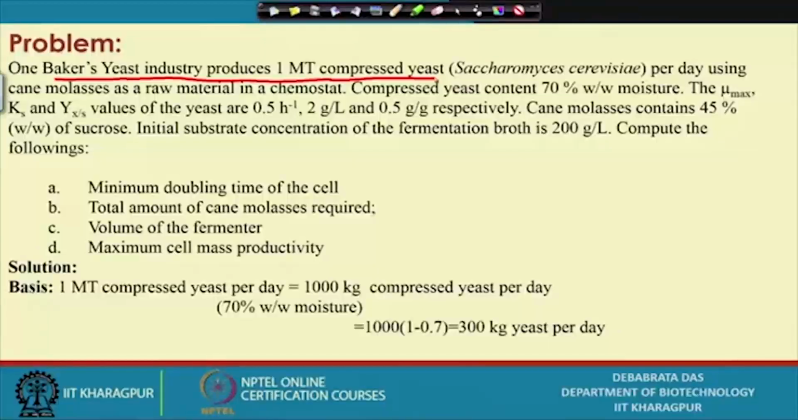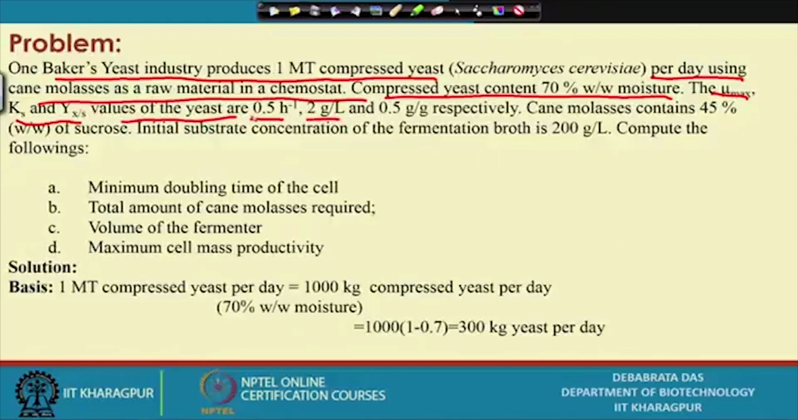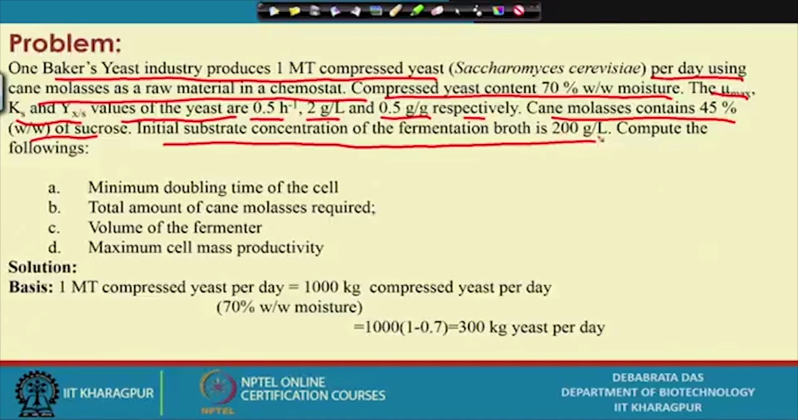Now, 1 metric ton of compressed yeast per day is produced using cane molasses as the raw material in a chemostat. Compressed yeast contains about 70% weight by weight moisture. Mu max, Ks and Y x by S values are given: 0.5 per hour, 2 grams per liter for Ks, and 0.5 gram per gram for Y x by S, respectively. Cane molasses contains about 45% weight by weight sucrose. The initial substrate concentration of the fermentation broth is 200 grams per liter.